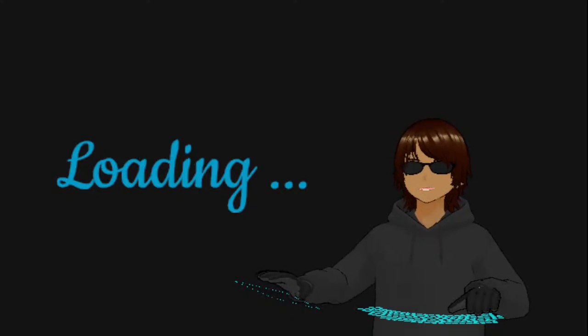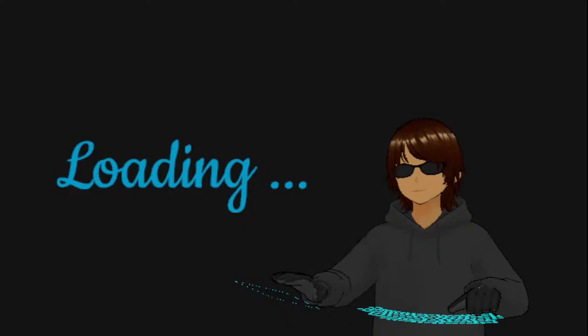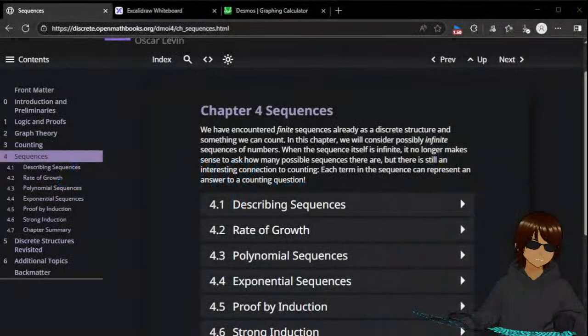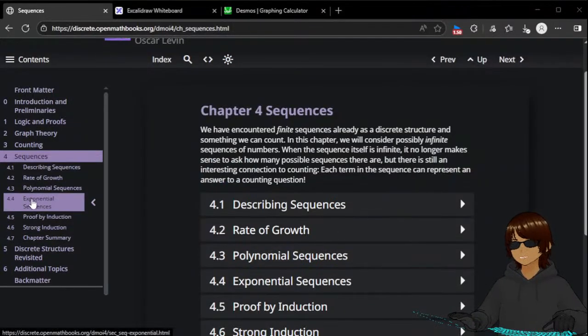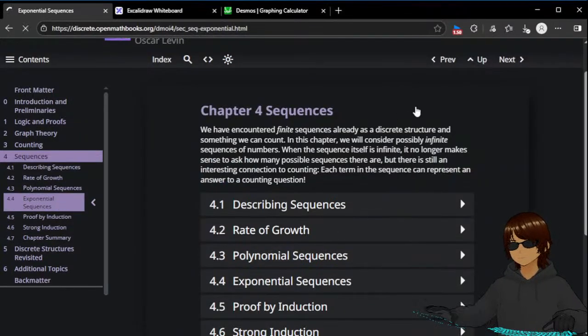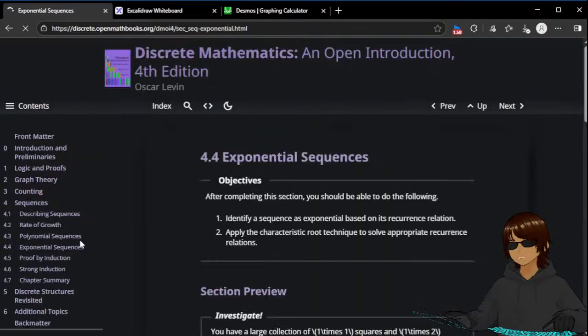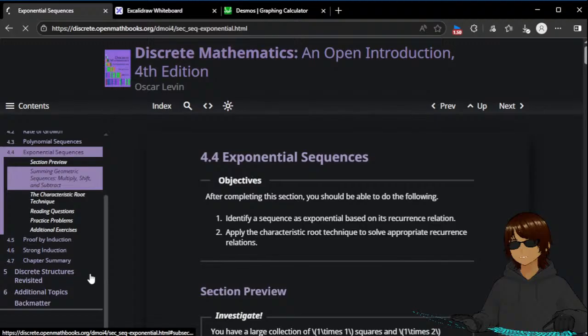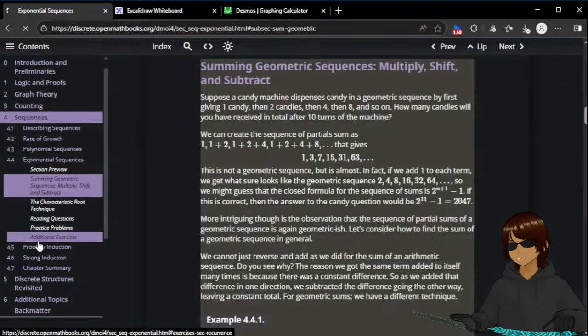So I'm going to be studying discrete math again. And last stream I studied exponential sequences. This stream I'm going to start the next chapter. It's called proof by induction.